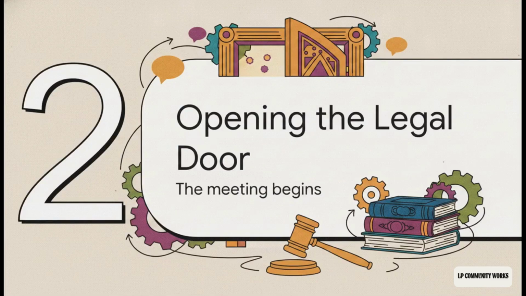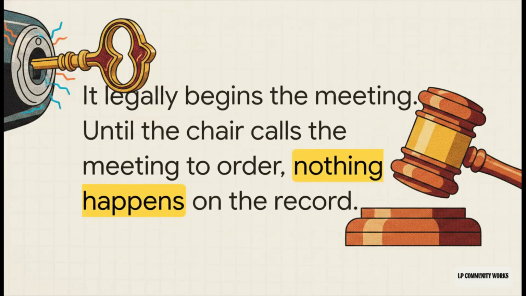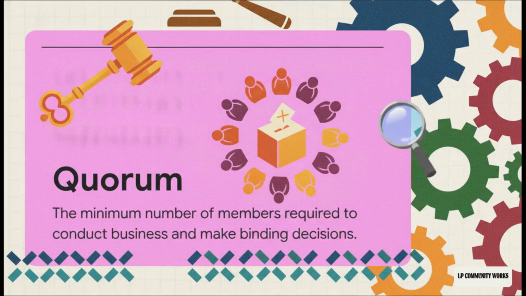Let's move right along to Section 2, opening the legal door. The meeting begins. Okay, the call to order. We all know it. But it's not just a formality to get folks to quiet down and take a seat. It's the literal legal start of the record. Until the chair actually makes this call, nothing is official, and absolutely no decisions count. It's like turning the key in the ignition of a car. You literally cannot go anywhere until you do it. And right after you turn that key, you've got to make sure you have the power to actually move.